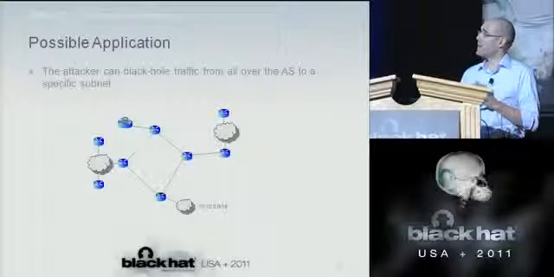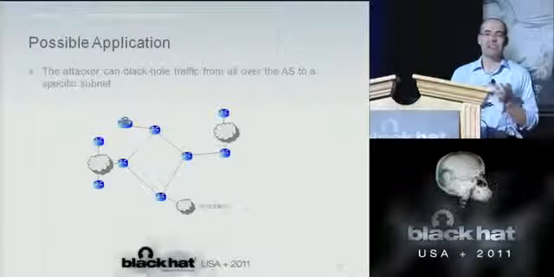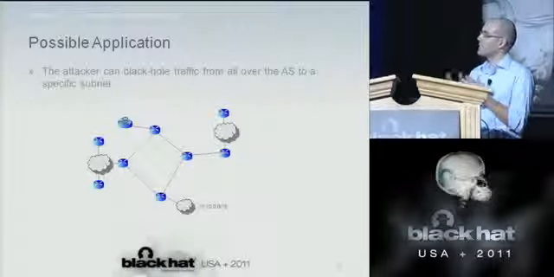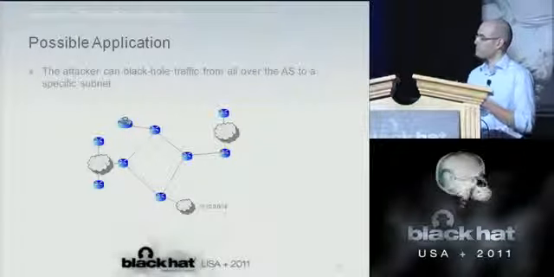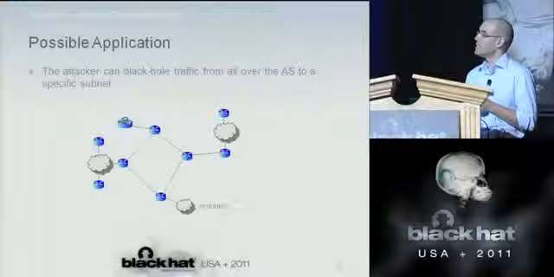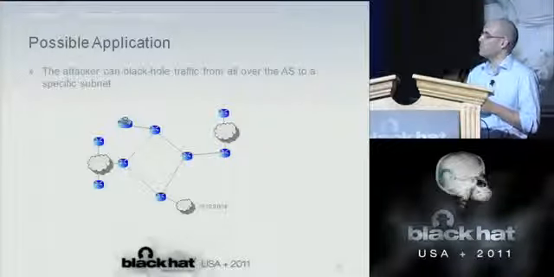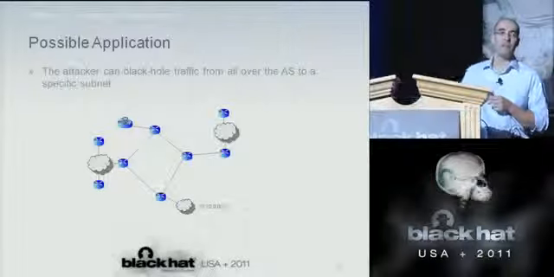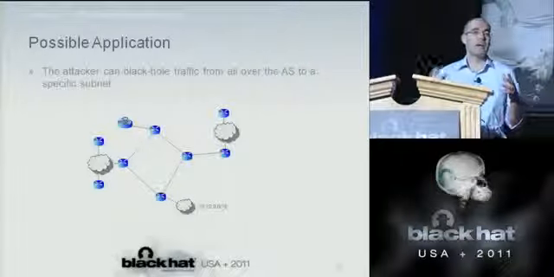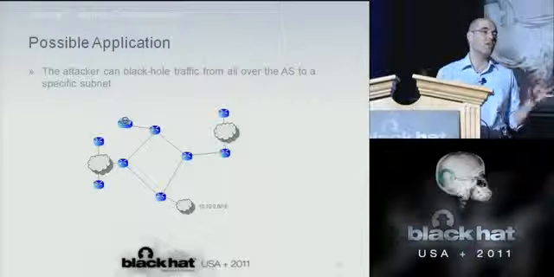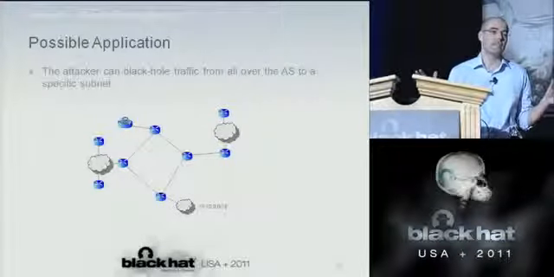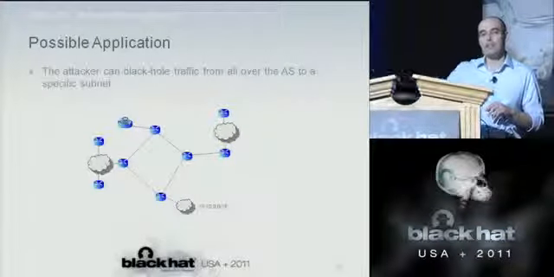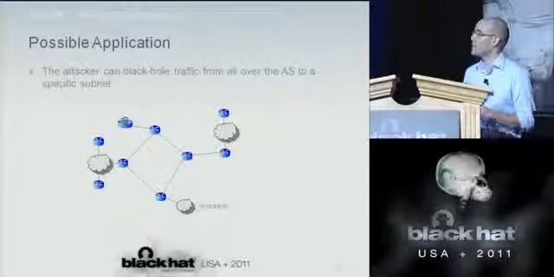Okay, now let's see some possible applications of this attack and what can be done by the attacker itself using this tool. Let's say this is our autonomous system. We have the attacker up there, and we have a subnet down here. And let's say the attacker's goal is to black hole the entire traffic in the autonomous system destined to this subnet. So let's see what the attacker can do.